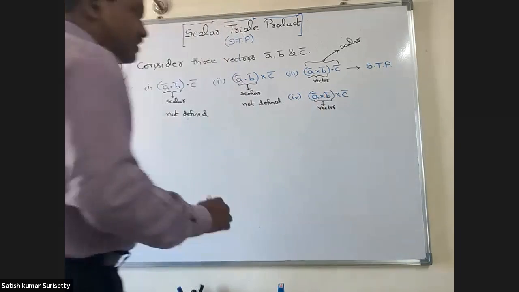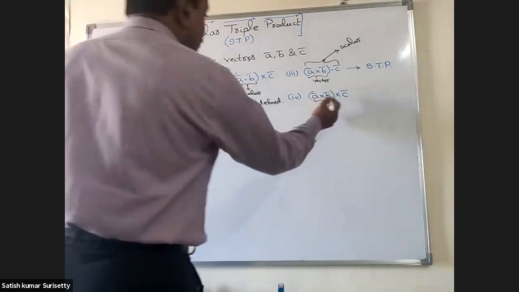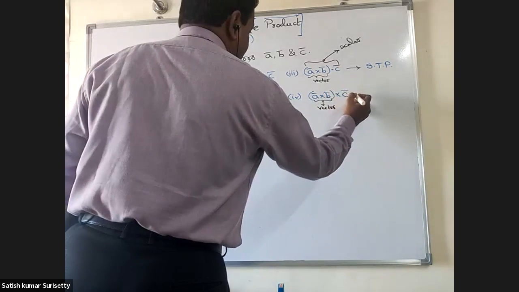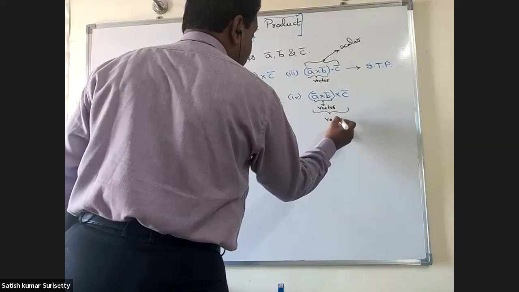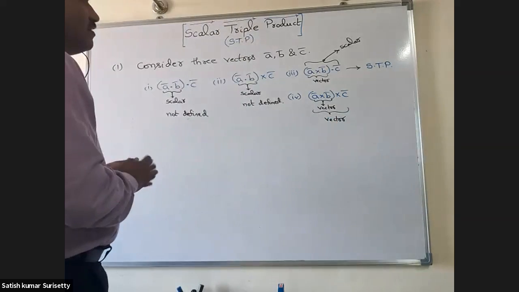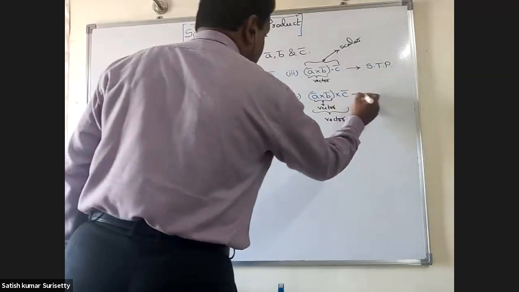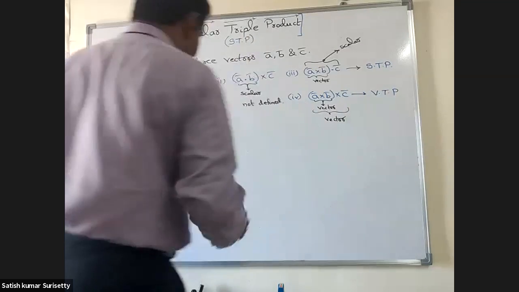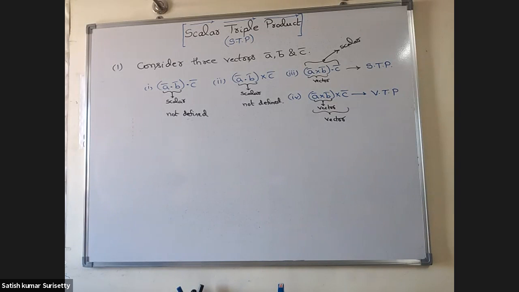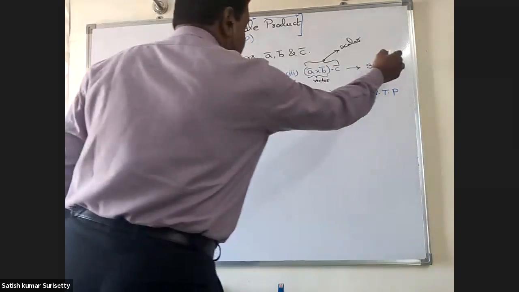In the fourth one, A bar cross B bar is a vector. And cross product is defined between two vectors. And the result is again a vector. It is called vector triple product, VTP, vector triple product. Now let us discuss scalar triple product.